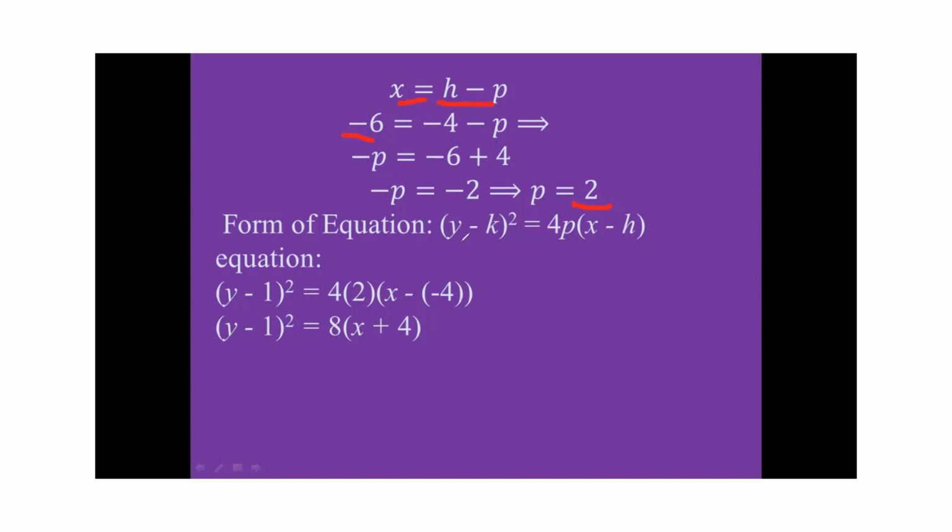This is the equation of the parabola when it opens to the right, where the vertex is 1 and minus 4. (y minus 1) square equals 8 into (x plus 4). This is the equation of the parabola.